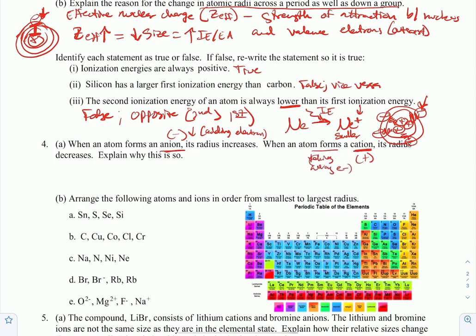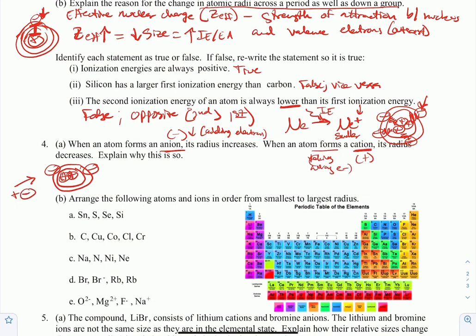Okay, so let's think of what that means in terms of the effective nuclear charge. If we're adding an electron, why does that radius increase? Well, let's say we have our nucleus here. I'm just going to write the nucleus here, and we have this electron right here and out here. Let's say I add to this atom that has 2 valence electrons one electron in.